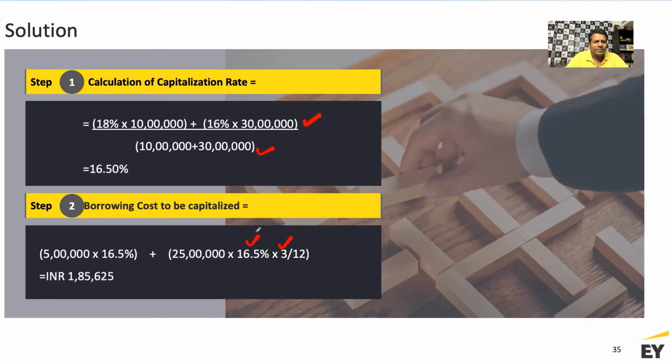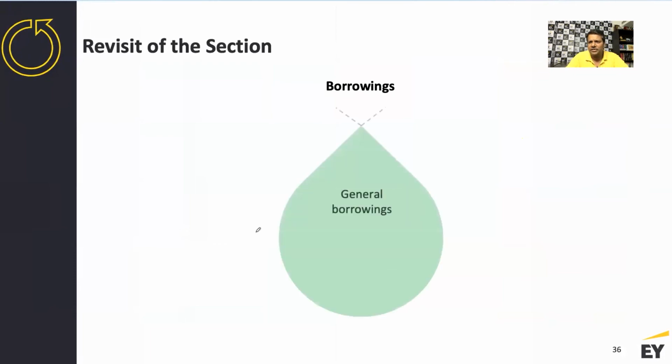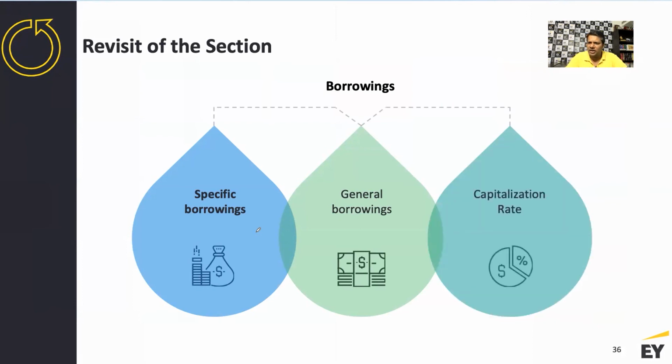All right. Let's quickly recap whatever we've talked about. Borrowings are of two types: general borrowing and specific borrowing. Something which is specifically borrowed for construction of a fixed asset, that is specific. Everything else is actually a general borrowing. The purpose of this distinction between specific and general borrowing is to determine the appropriate capitalization rate, which is what you are supposed to use to capitalize.